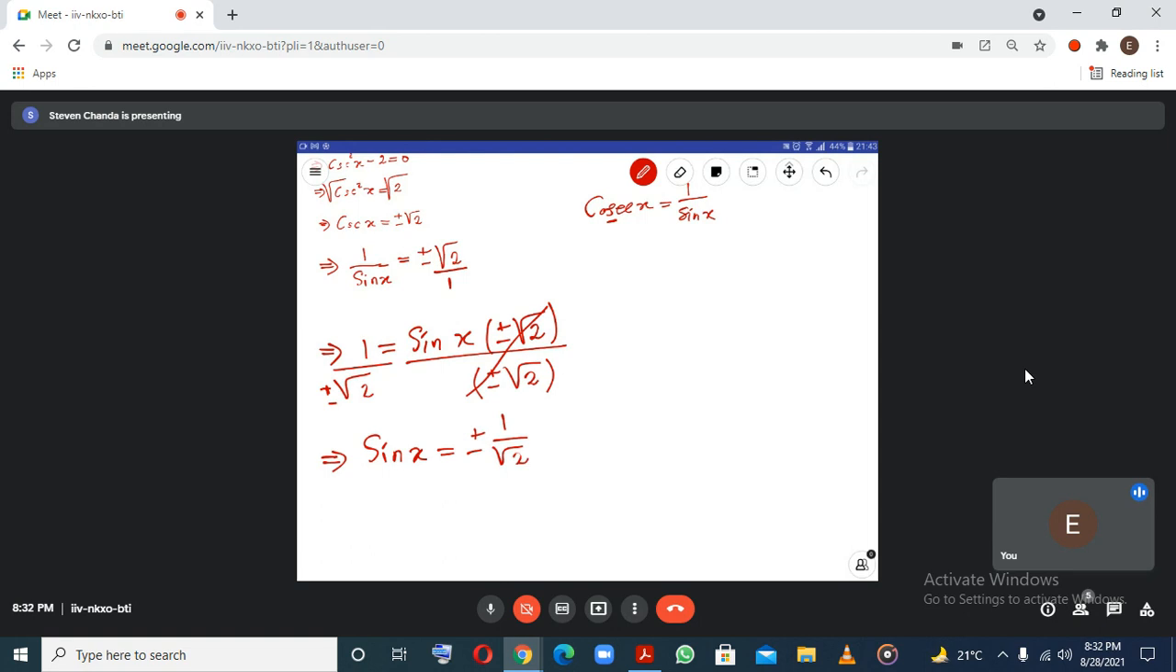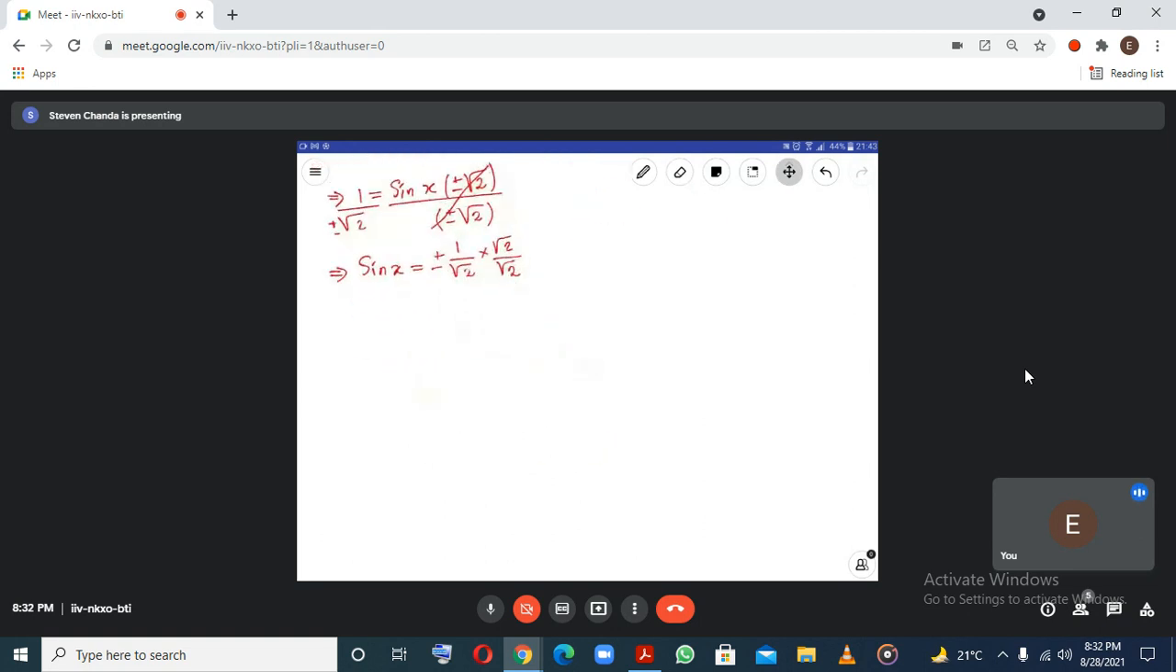So again, remember you never leave a surd in this. You always want to rationalize it so that the denominator is not a surd, especially in that context. Remember when we did surds. So what we are going to have is sine x equals plus or minus root 2 over 2.